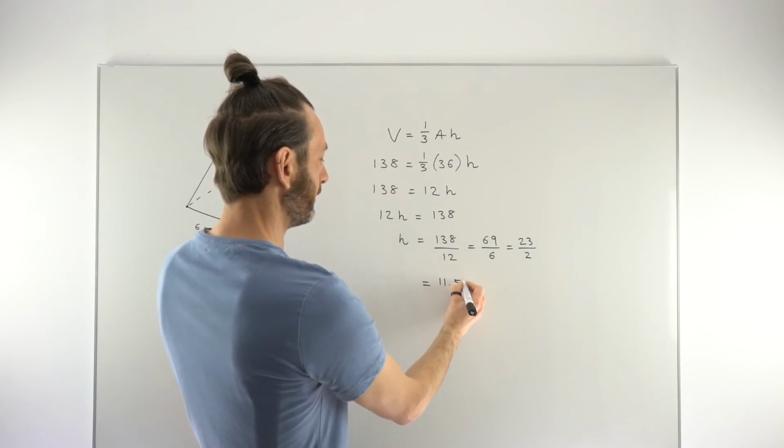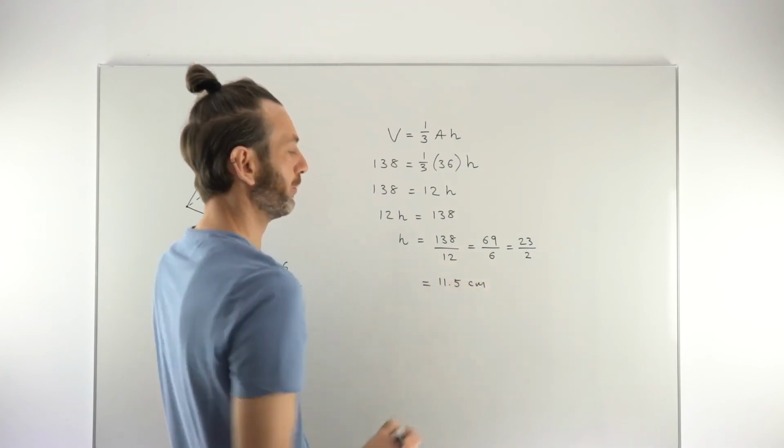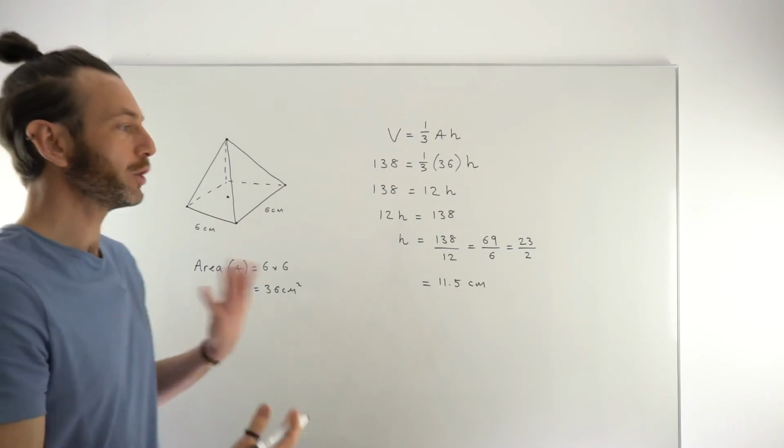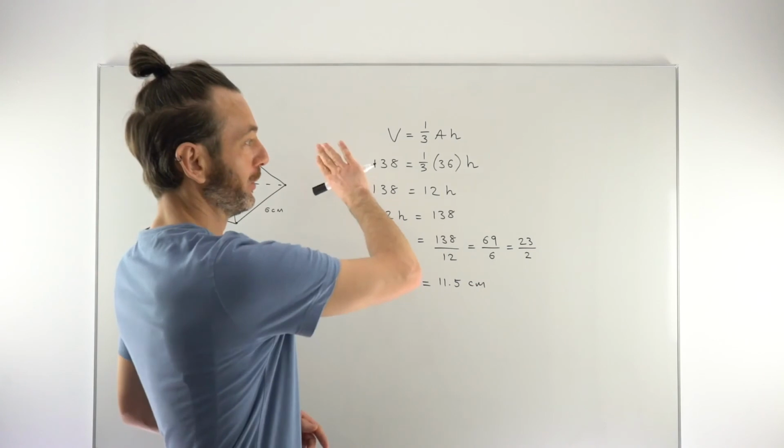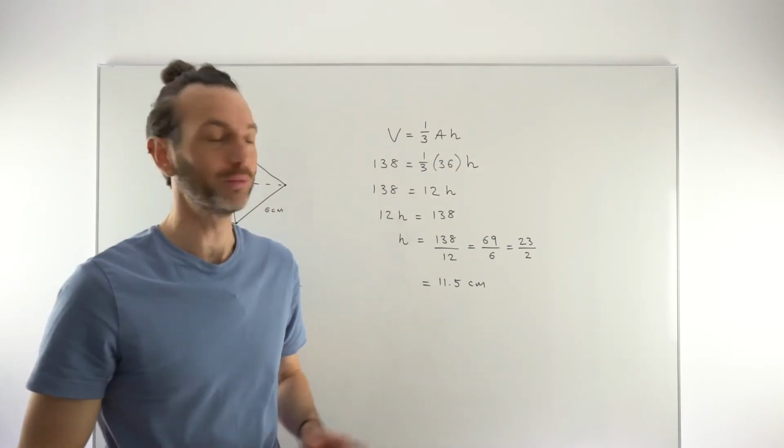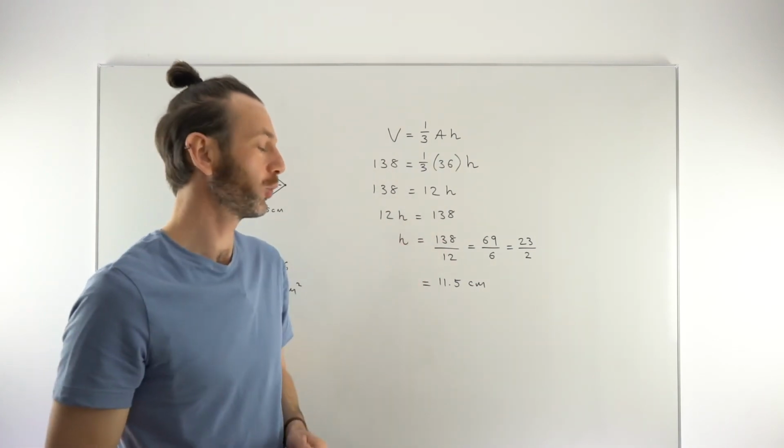So 11.5, and the units here were centimeters, so it's 11.5 centimeters. So quite an unusual volume question, asking you to work it backwards. Normally volume questions go forwards, just asking you to work out the volume, and the numeracy in there is a little bit awkward as well.